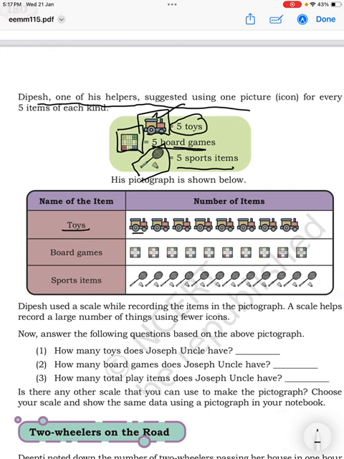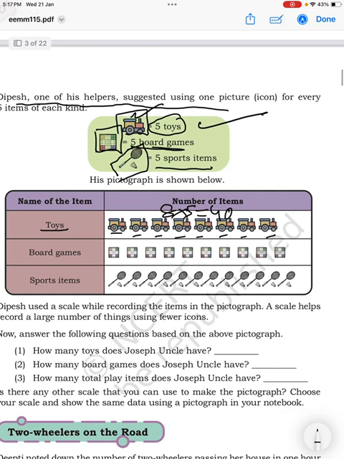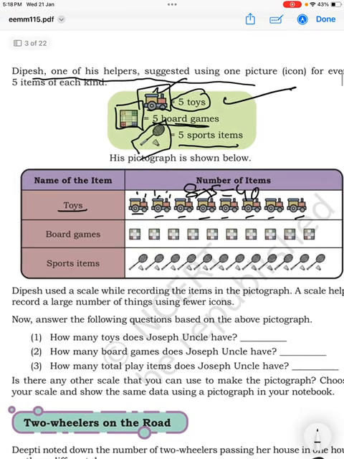How many toys are there? 1, 2, 3, 4, 5, 6, 7, 8. So there are 8 pictures, and it is given here one picture is equal to 5 toys. So the total number of toys is 8 fives, which are 40. Isn't it easy to read? If instead of this he used one picture for each toy, then it would look very messy, and if anyone counted the number of toys, it would be a very time-taking process. But now it is very easy to understand and read.